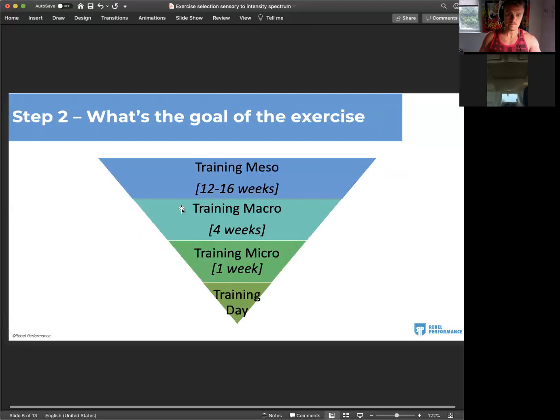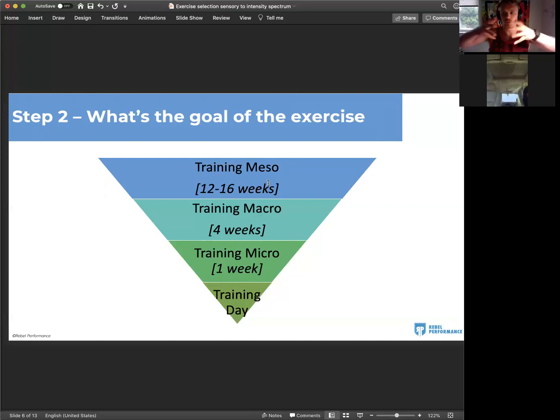Okay, so step 2 is then to determine what the goal of the exercise is. Do I want it to be intensity bias or do I want it to be more sensory bias? And before we can get there, because this decision is going to be made on a training day basis, we need to appreciate the fact that a lot is happening before I get to the training day. These categorizations aren't perfect from a textbook standpoint. A mesocycle would be more like an annual plan, but for our purposes here, this categorization will be more than ample. So we have a training meso, which is going to be the 12 to 16 week training cycle, the 12 to 16 week training block.